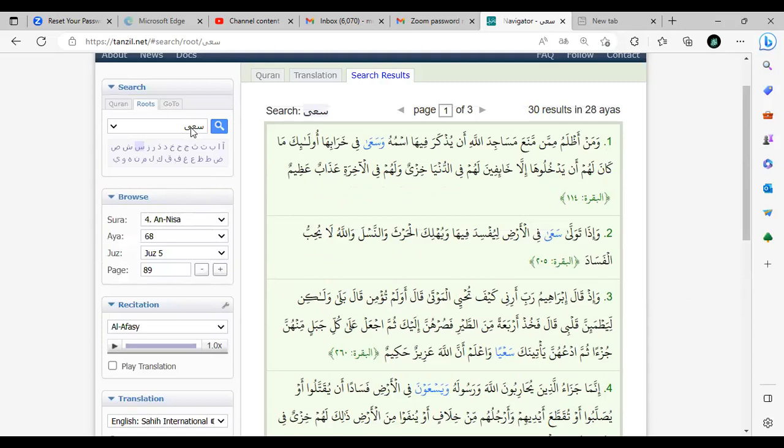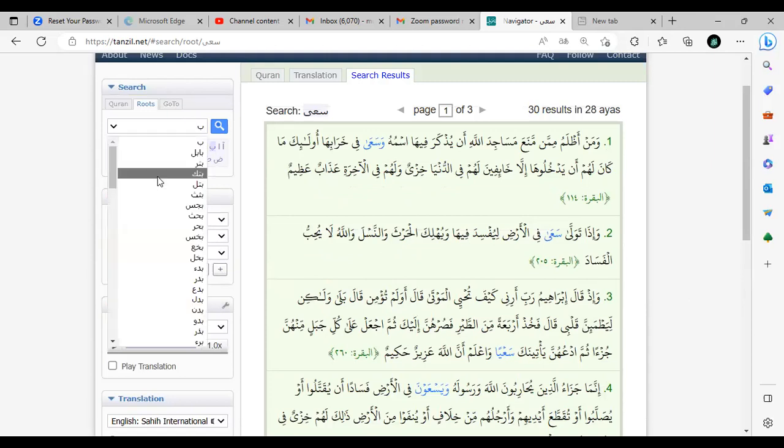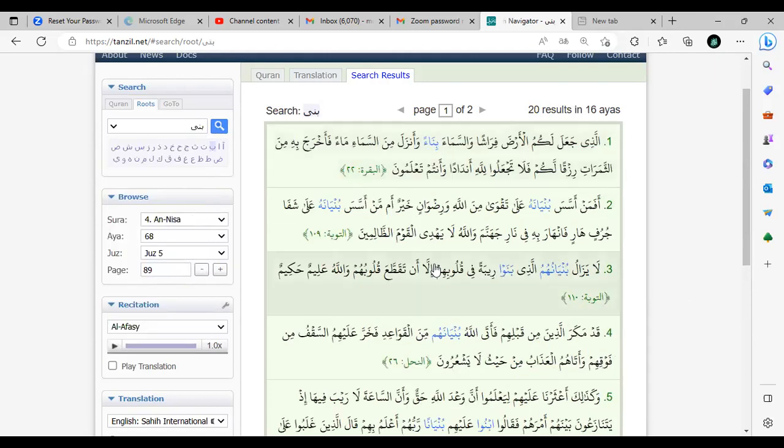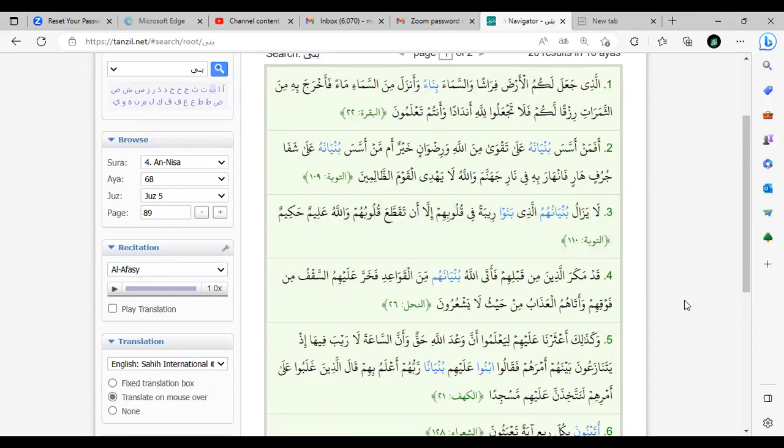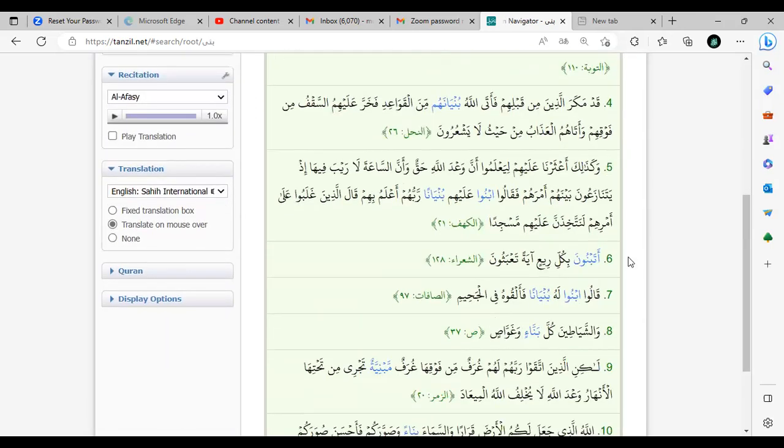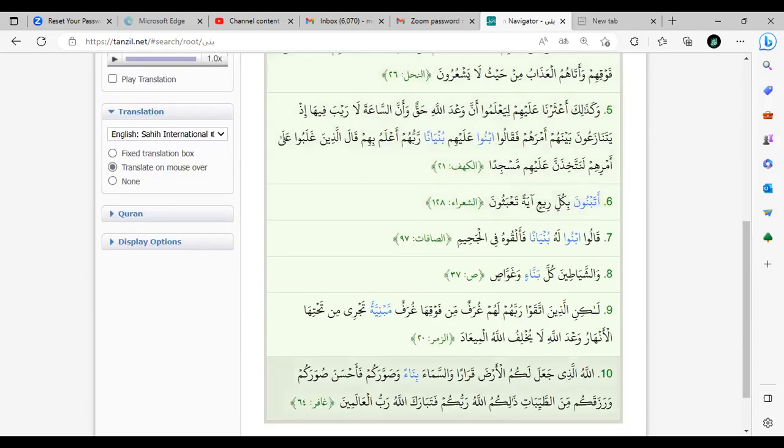We'll search for the next. Ba nun ya. I don't know if it is used in the Quran or not. Ba nun ya. Okay, I think the verb is not being used. Hey, see, it is used. This is in Surah Kahf.